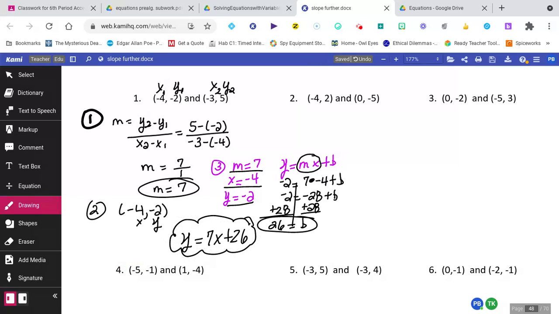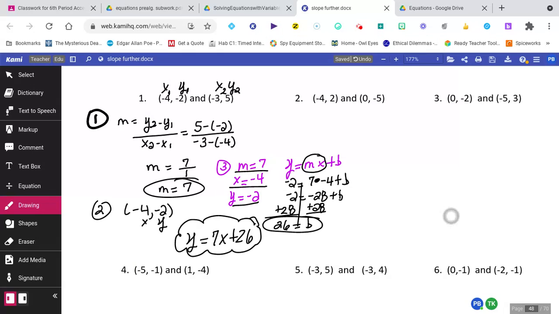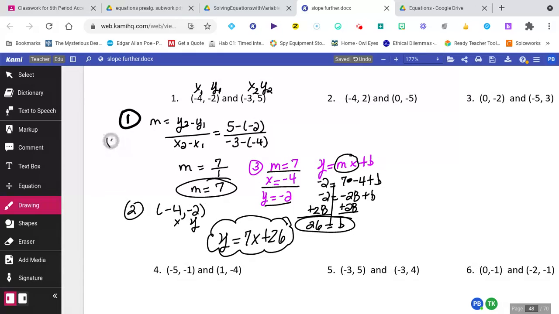And I know what somebody's saying. Well, what about when you first wrote that table where I had x and y? Negative 4, negative 2, negative 3, 5. The change from negative 2 to 5 is positive 7. And the change from negative 4 to negative 3 is positive 1. You could have gotten your slope by writing it in table form. You still get a slope of 7.